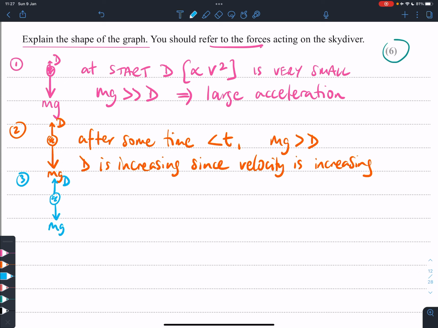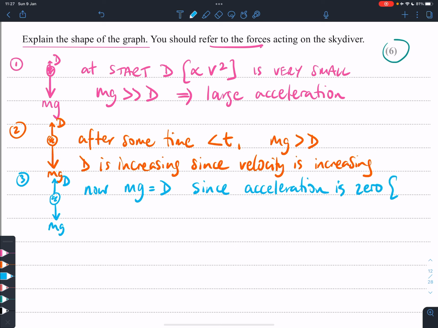Now, mg is equal to D, since acceleration is 0 on the graph. This is the terminal velocity. And this is a high terminal velocity that she reaches before she opens her parachute.